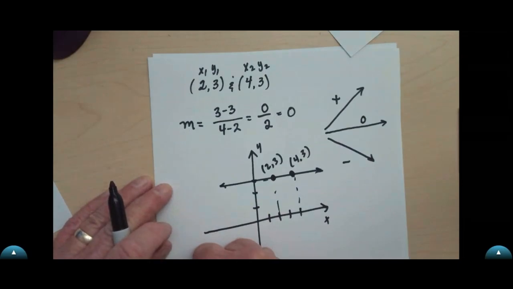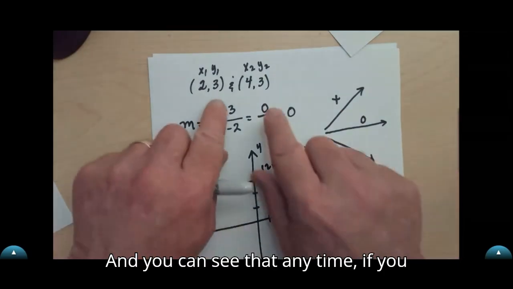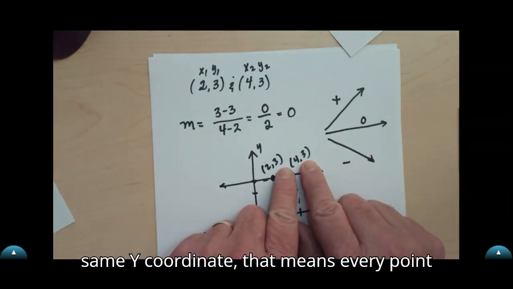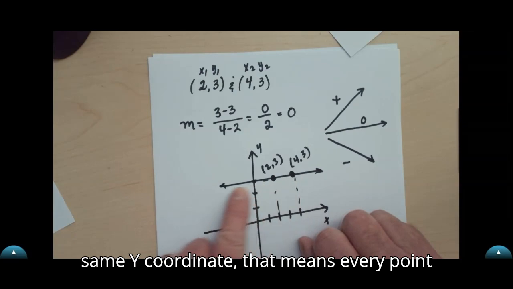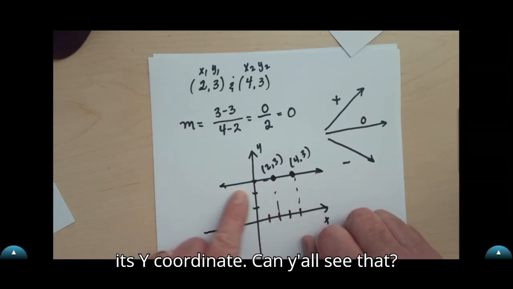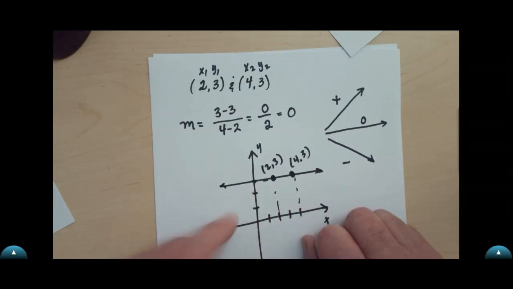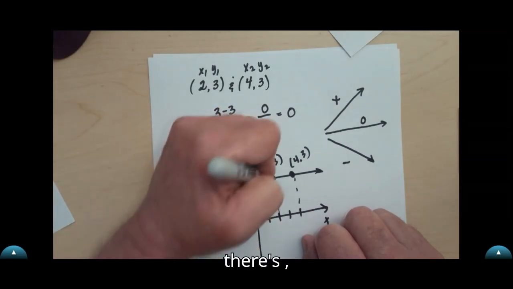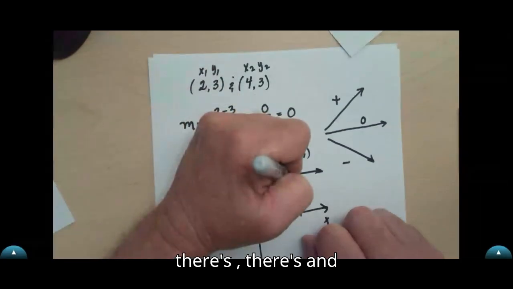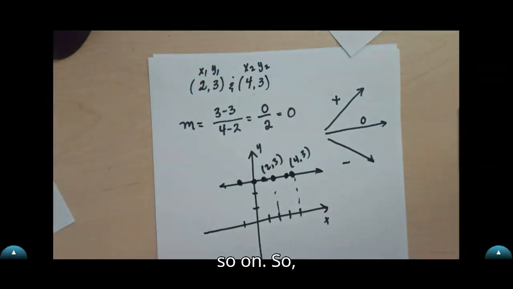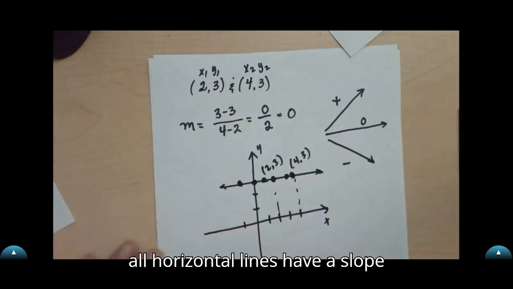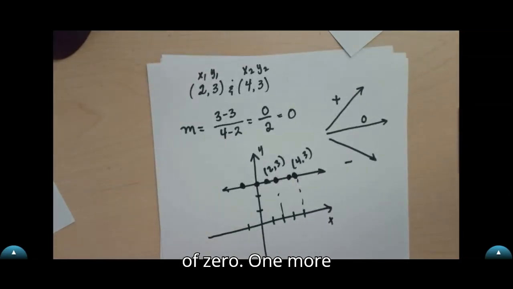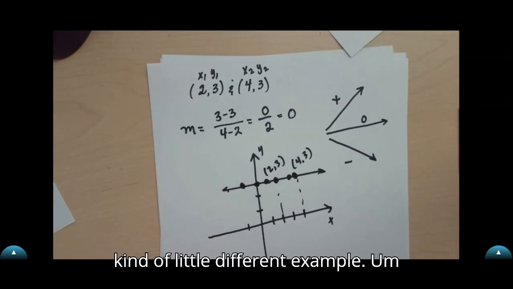Does that make sense? And you can see that if you have 2 points on a line that have the same y coordinate, that means every point on that line is going to have 3 as its y coordinate. Can y'all see that? Like here's 0, 3. There's negative 1, 3. There's positive 1, 3. There's 3, 3, and so on. So all horizontal lines have a slope of 0. One more kind of little different example.